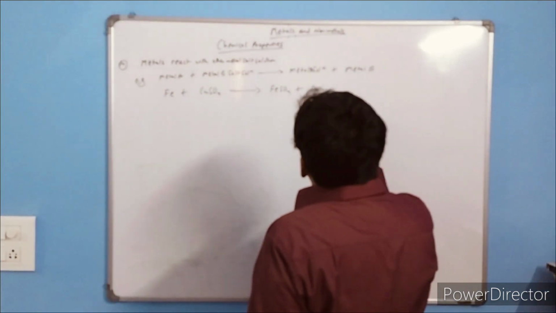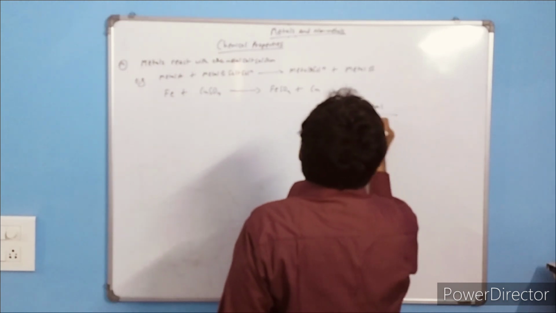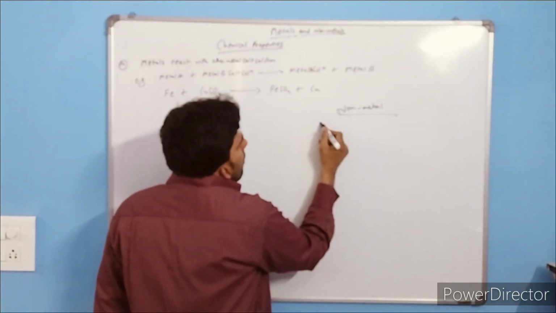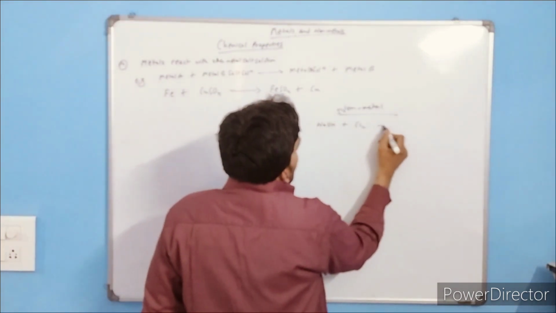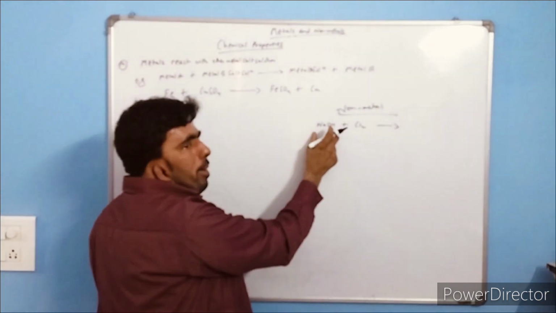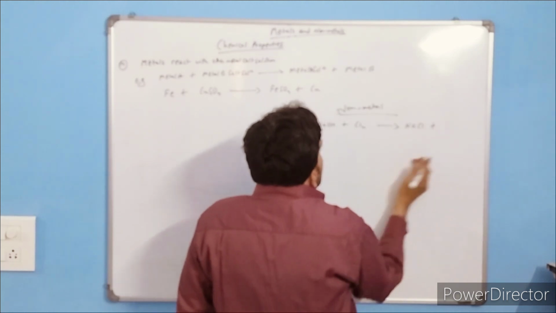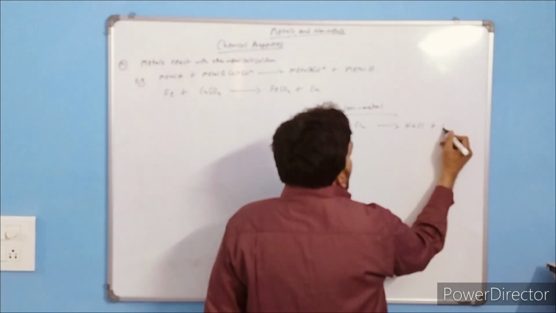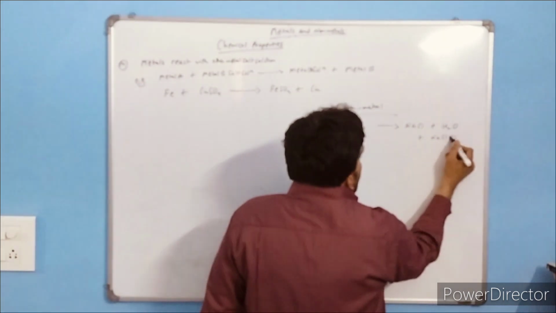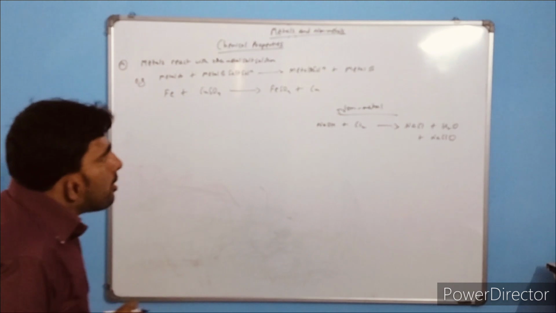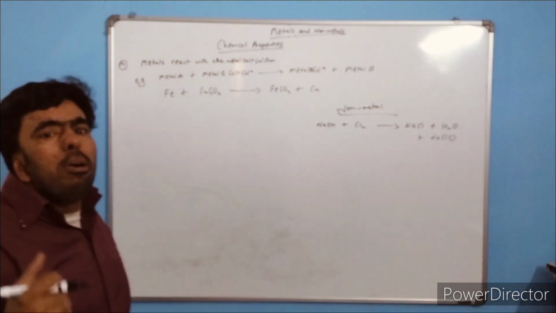Let us see about non-metals. For example, if I take base plus chlorine, what will happen? This is the non-metal, this is the base. It will form NaCl plus what will form? It will form water. So they will form sodium chloride. This is very complex in nature. So that is how the non-metals' chemical properties are as follows.